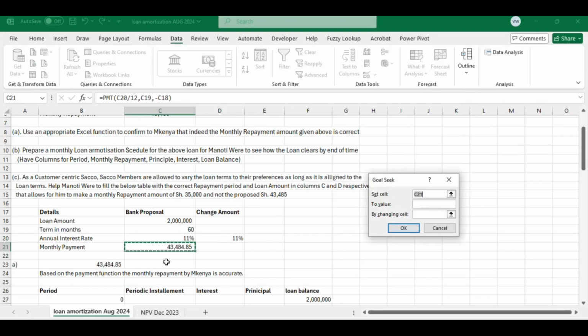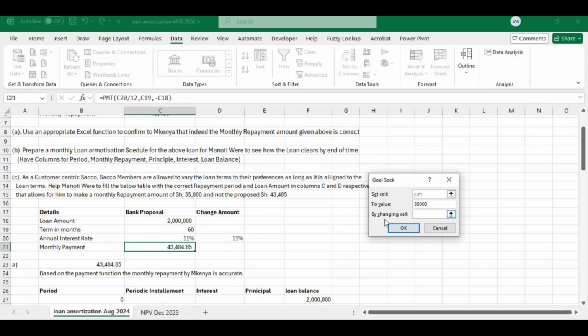So the set cell is the cell that has the formula, which in this case is my C21. And I want to change this C21 to a value, and this value is 35,000, because this is what the person is comfortable paying. And I want to set it by changing which cell? The first item that I wish to change is the one that has the periodic payment.